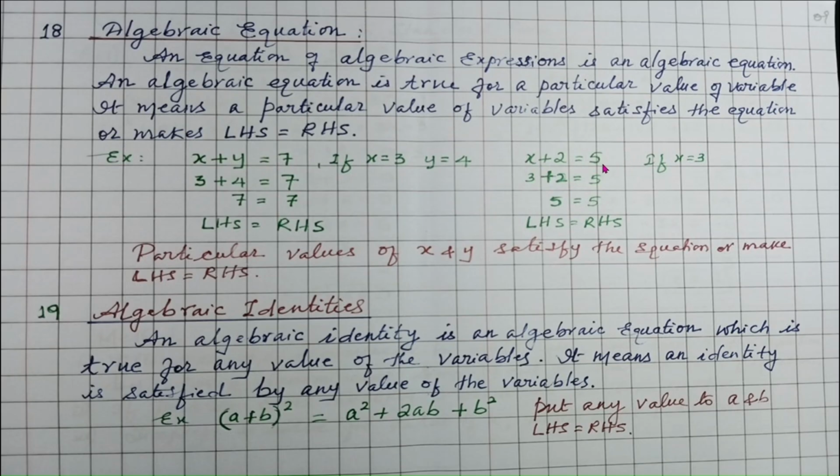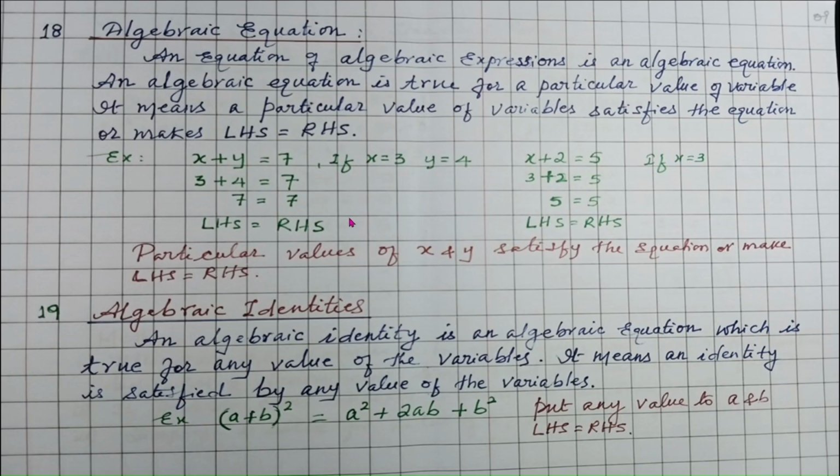Let us take one more example. x plus 2 equal to 5 is a linear equation in one variable. If I put x equal to 3, then 3 plus 2 equal to 5, 5 is equal to 5, LHS is equal to RHS. It means that the value x equal to 3 is the only value which satisfies this equation. Therefore, particular values of x and y satisfy the equation or make LHS equal to RHS, and that is what we see in an algebraic equation.